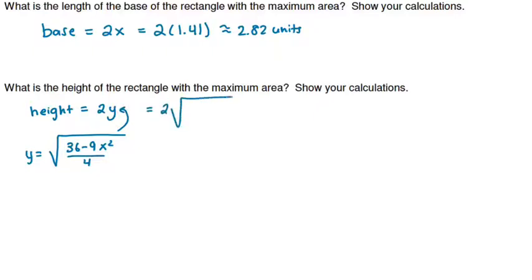Because we have x, we don't have y. We know x is 1.41. Okay, when I plug all of that in, when I replace x with 1.41, I'm just going to do this in the calculator. We get something, let's see, that is about 4.24 units.